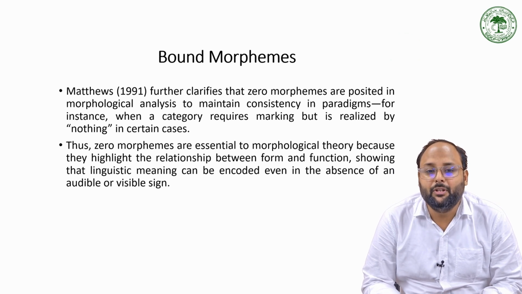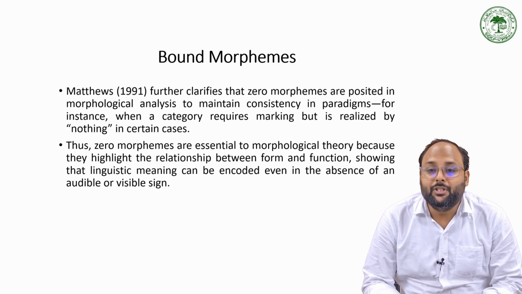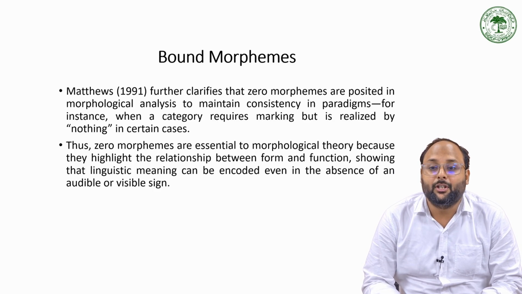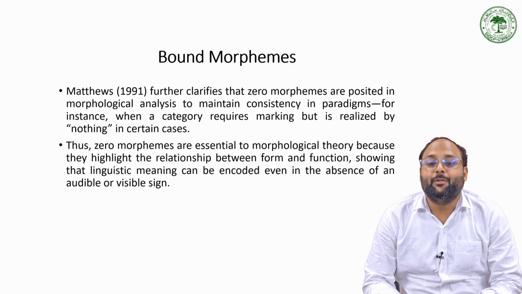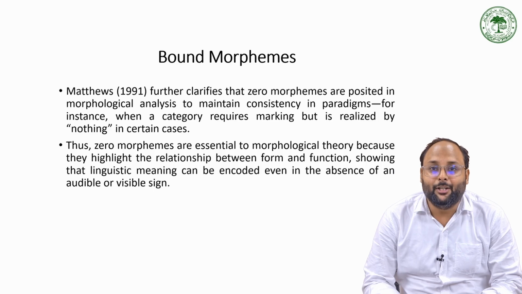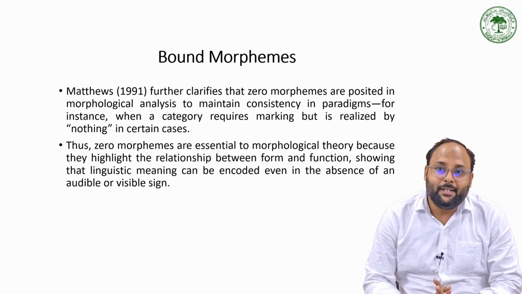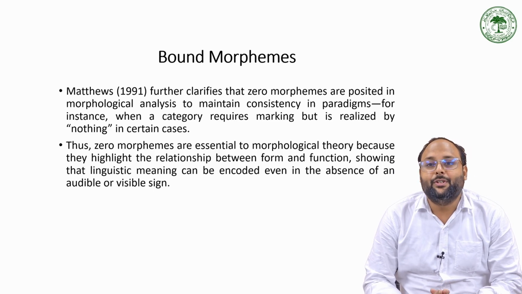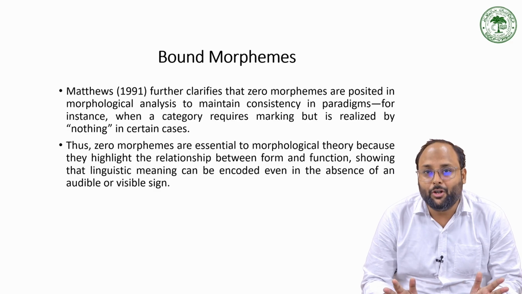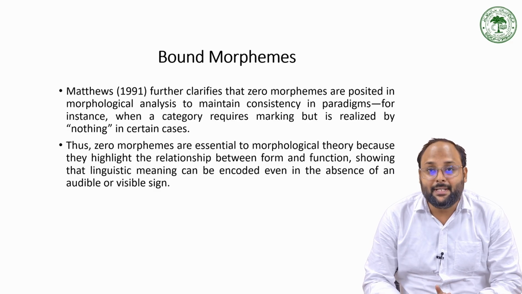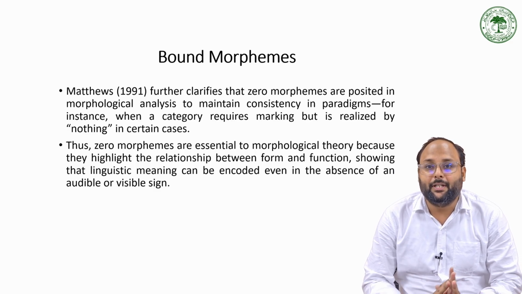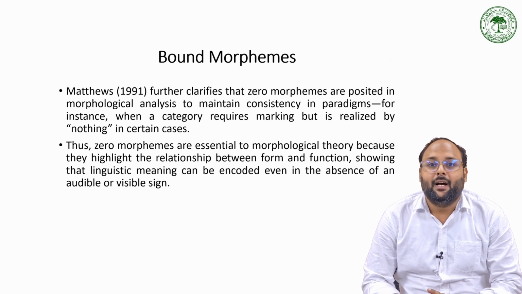Thus the zero morphemes are essential to morphological theory because they highlight the relationship between form and function, showing that linguistic meaning can be encoded even in the absence of an audible or visible sign. So in the language, we can understand that even though there is no visible sign and no audible sign, still we can understand some meaning by the context. That is the feature of the language.